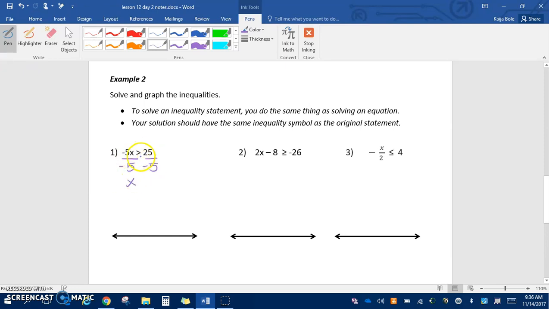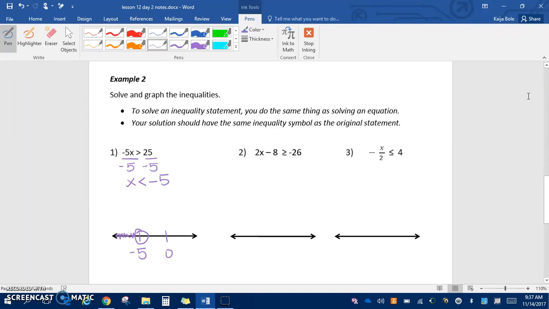So then x, remember I have to change my sign, is now less than negative 5. So when I go to graph, I'm going to have 0, and I'm going to have negative 5. And it's only less than, so it's an open circle. And I'm going to do everything to the left to represent the less than. So that's what your graph should look like.